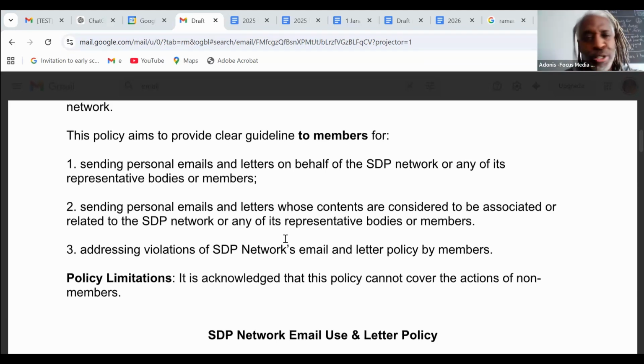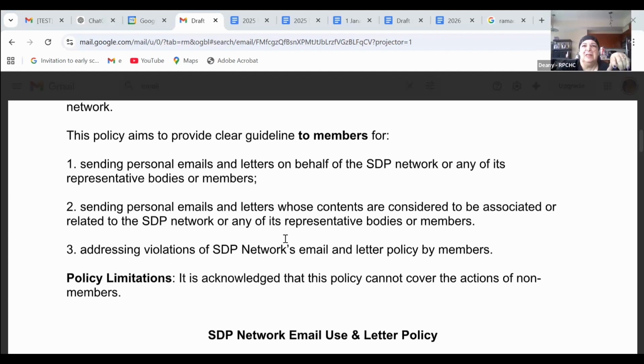Okay, I'm not clear what you mean by business, but let's go on, because I thought that's clear, and maybe that needs to be clear. But go ahead, Dini. Yeah, I think you need to have some more conversation, because I don't think that it's being understood. Because my understanding of what you're saying here about personal emails is if it's personal emails that's sent on behalf of the SDP network. And it's pretty clear. It says there, sending.